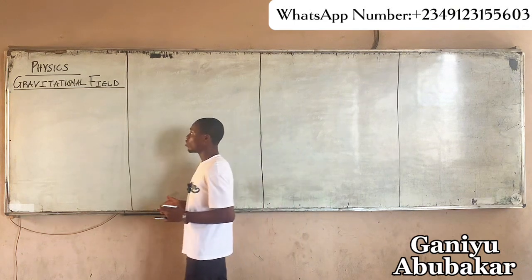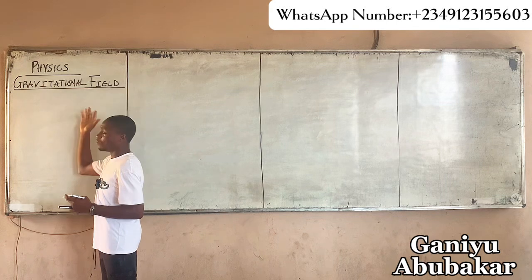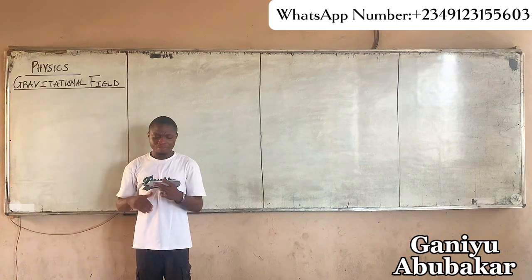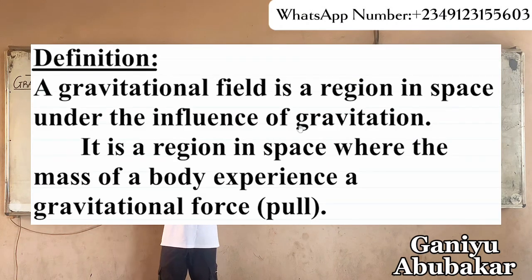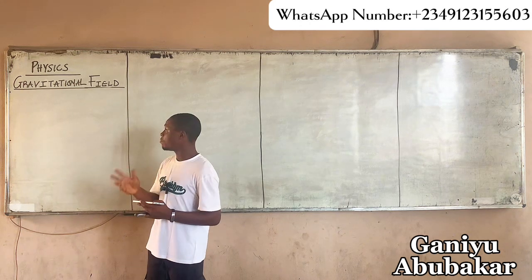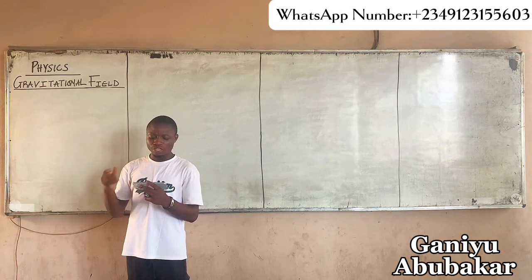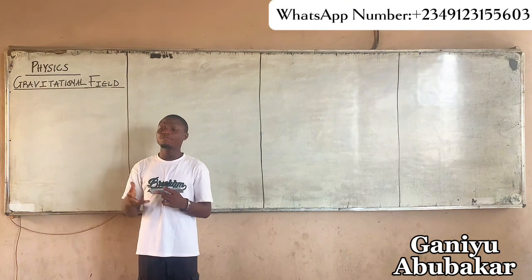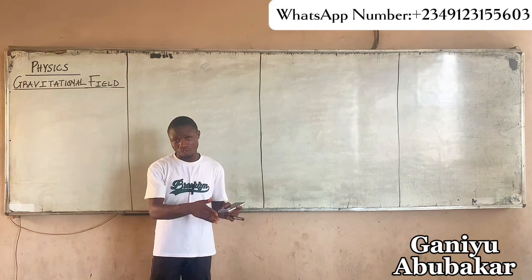Let's start with the definition of gravitational field. By definition, a gravitational field is a region in space under the influence of gravitation. So I'm saying that a gravitational field is a region in space under the influence of gravitation.